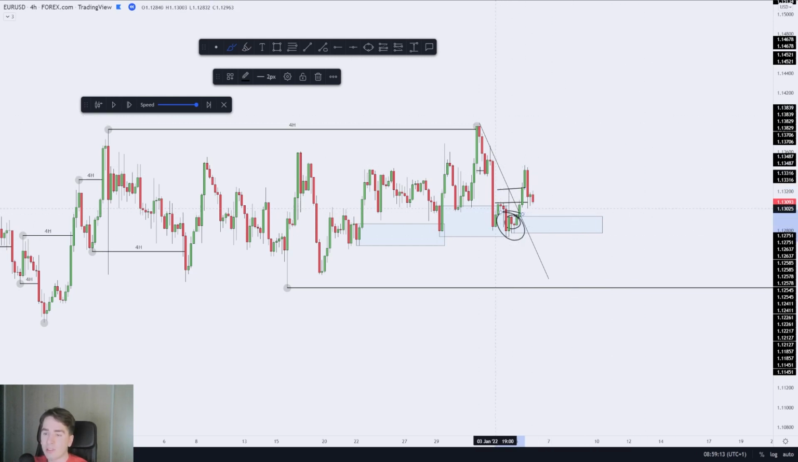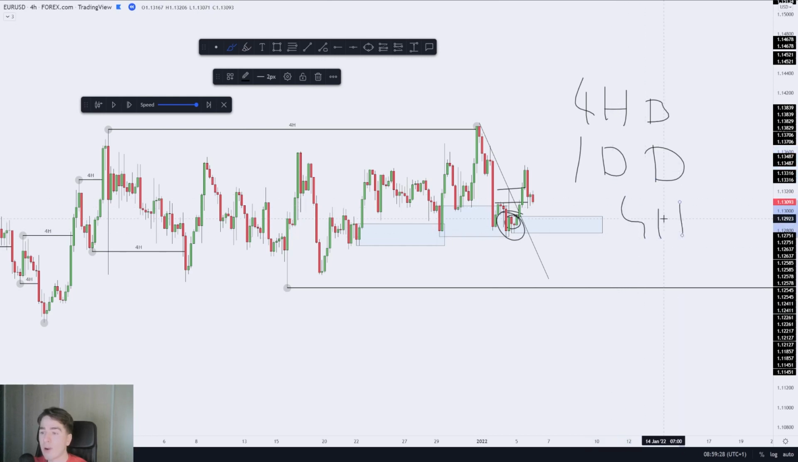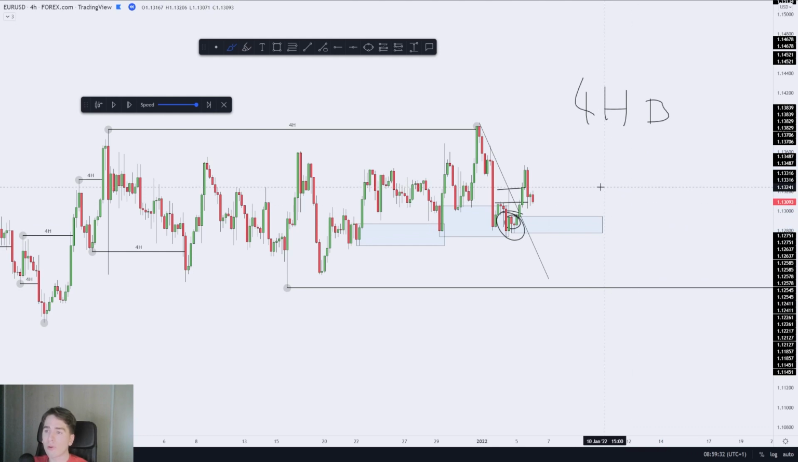So essentially what we're seeing on this chart is 4-hour structure is bullish, and daily structure is inside discount, and we have a beautiful 4-hour area of demand. So overall, this is looking very good for further upside.